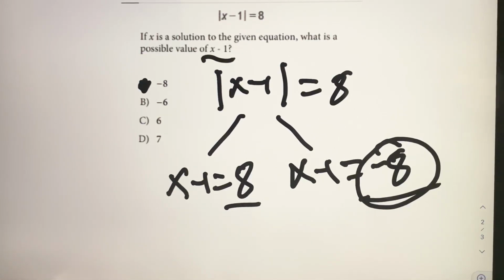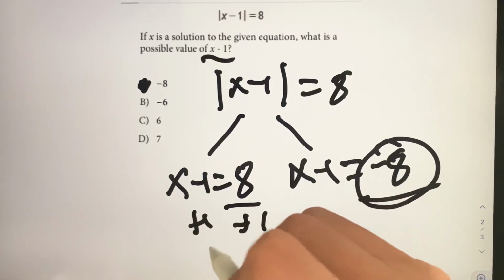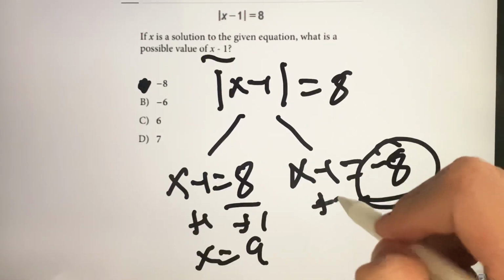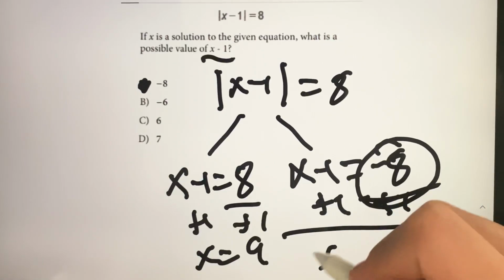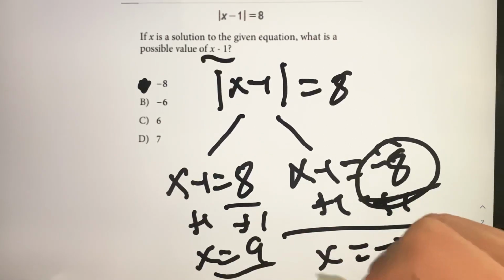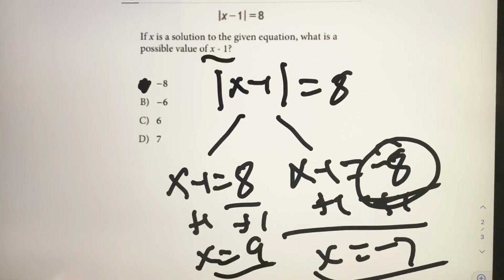If they asked you to solve for x, you could just solve using either of these equations, which we'll do right now. You add 1 on both sides, x will be equal to 9, or x will be equal to -7. So these are your 2 solution choices for any of your values of x.